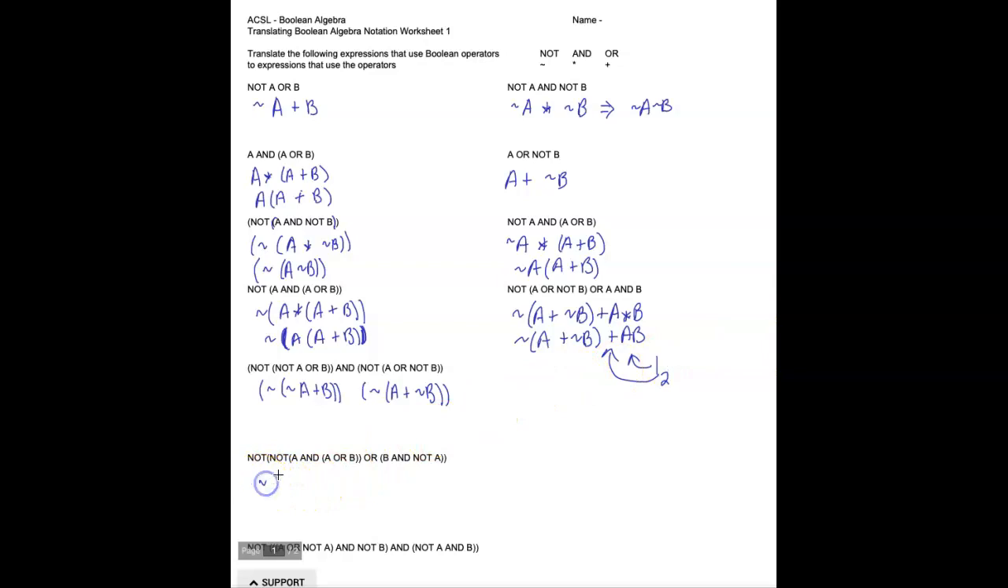Here, not A and parentheses, A or B, two right parentheses here, or one outer set of parentheses, not A. You could erase that asterisk, and that asterisk would be optional.